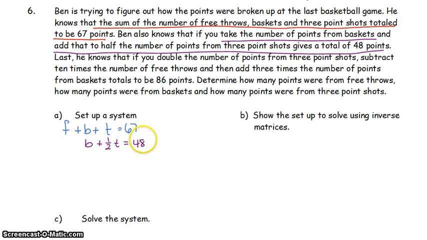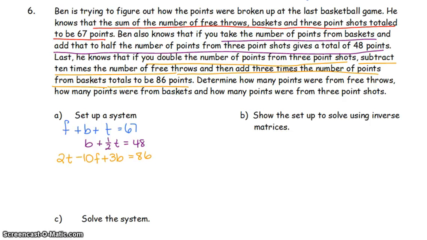That gives us 48. And last, he knows that if you double the number of points from 3-point shots, so I'm doubling the 3-point shots, subtract 10 times the free throws, so minus 10F, and then add 3 times the number of points from baskets, plus 3B, that's going to give us 86 points. So I've translated each of my sentences into 3 different equations, 3 scenarios, 1 equation each.